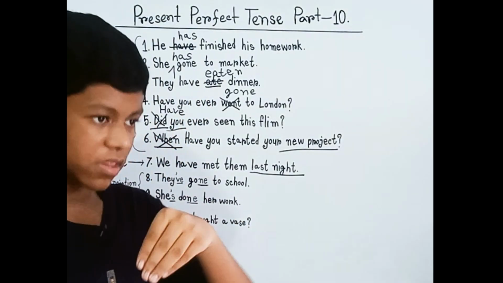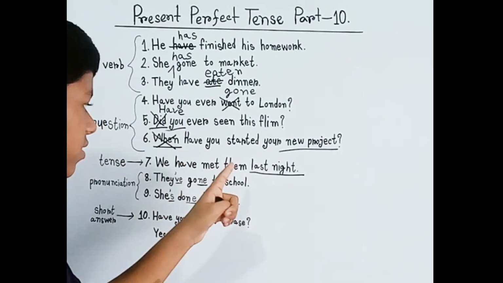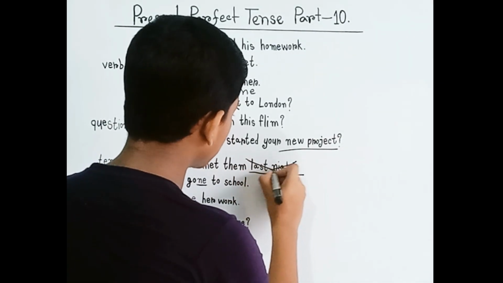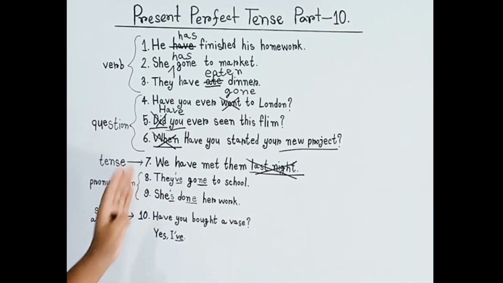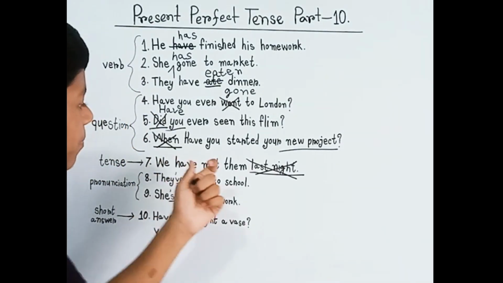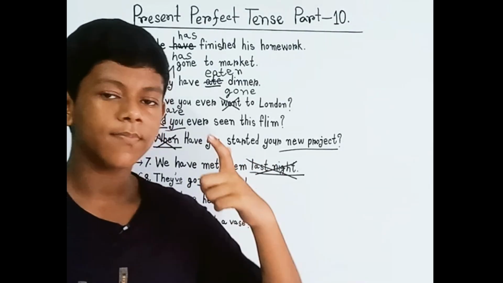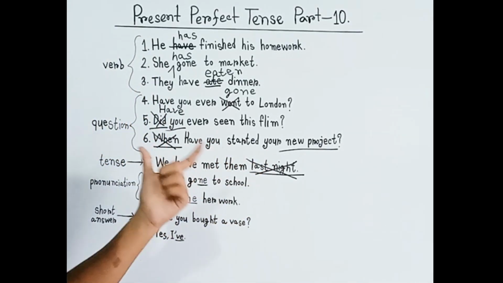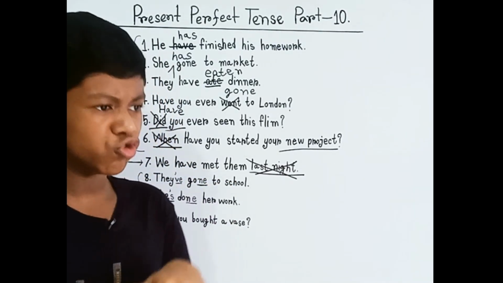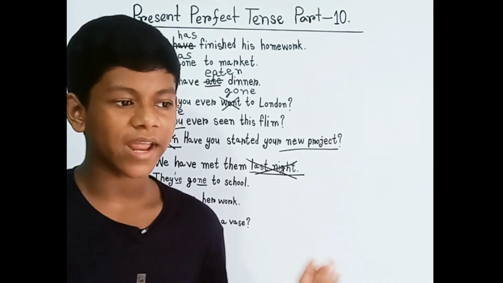So a finished time expression is always used with past simple, and unfinished with present perfect. So it's wrong to say that last night. We can only use this: we have met them. Okay? Then it's correct. But if you want to add an unfinished time expression, you can say we have met them this week. We have met them today. We have met them this month. Okay? It's correct to say.